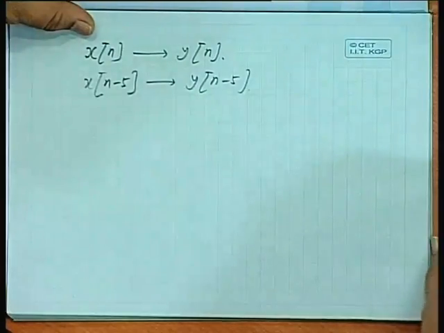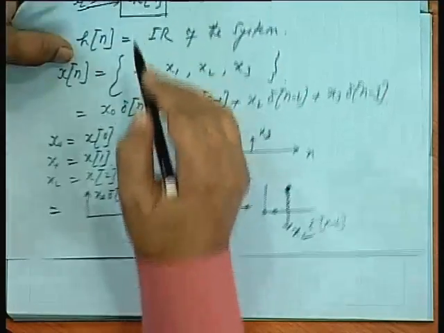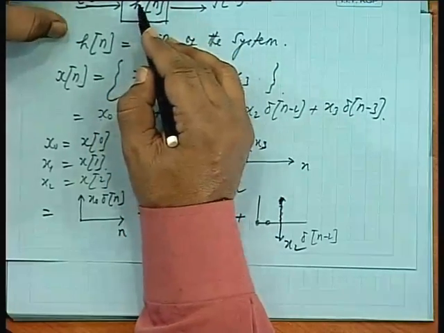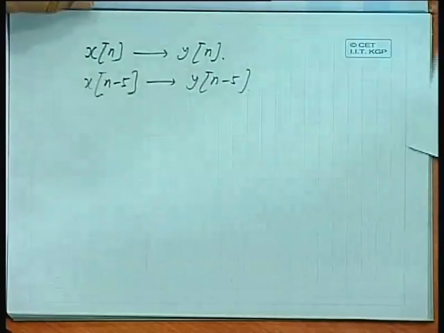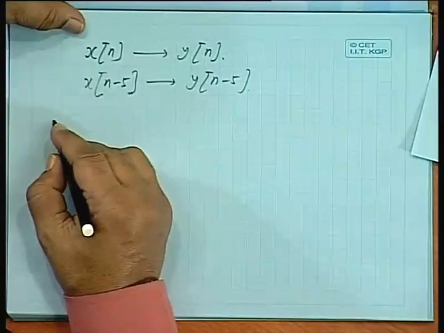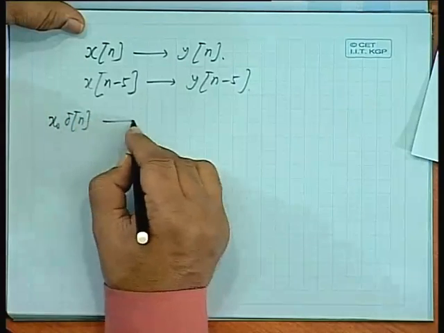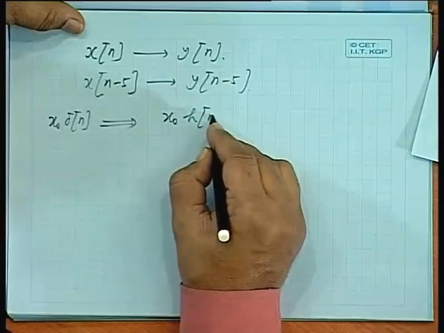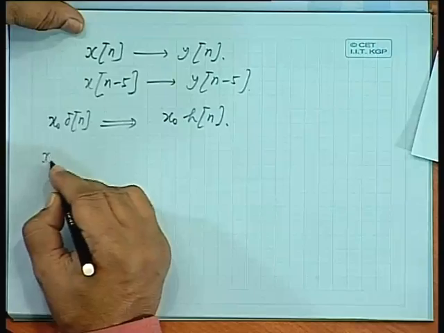So, if that is also applied, then what will be the response of this system? For delta[n] it is h[n]. So, for x0 into delta[n] it will be x0 times h[n]. So, the response for the first one will be x0 into h[n]. Do you all agree?